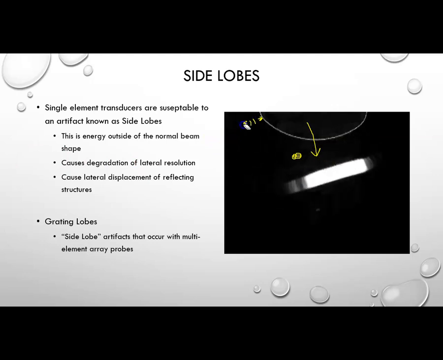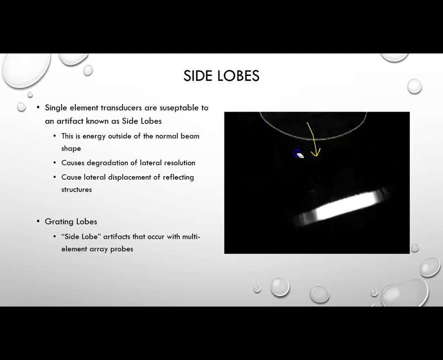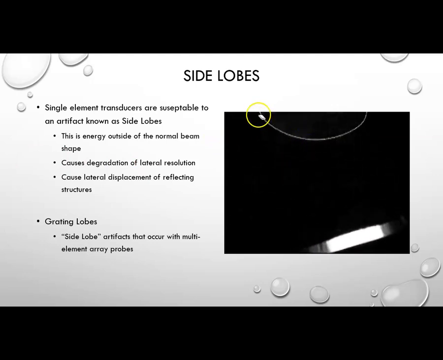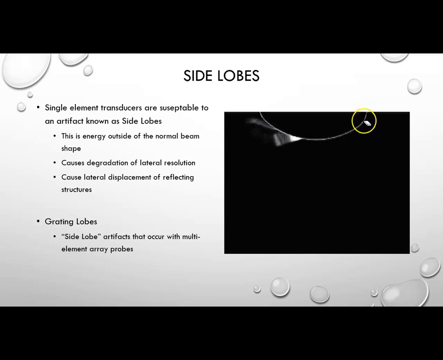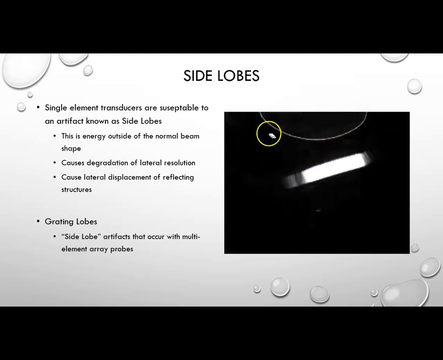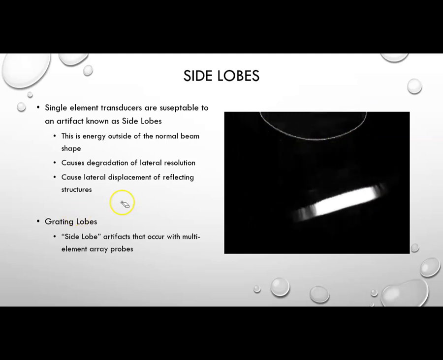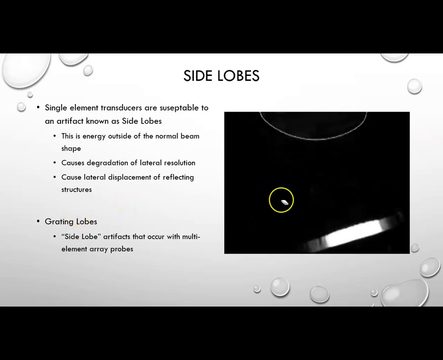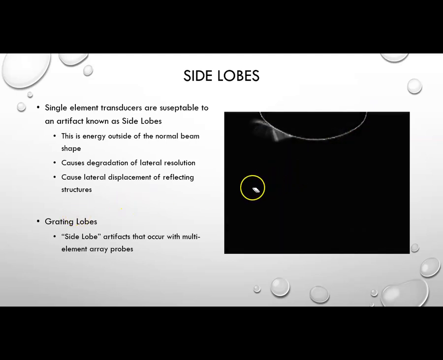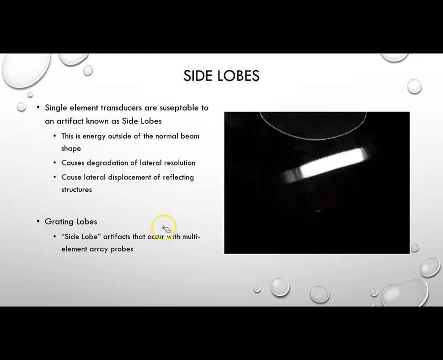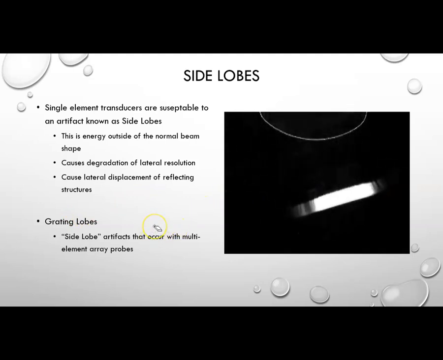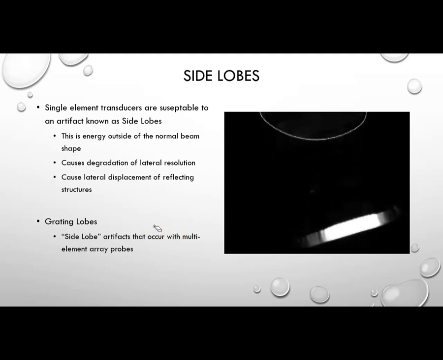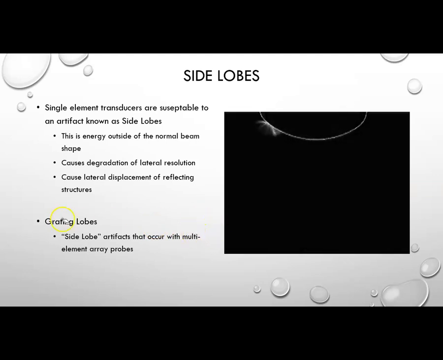So, but side lobe artifacts occur. And like I said, they are unique to single crystal moving transducers. So they do occur in our phased array transducers, and those they call grating lobes. Why not just call them side lobes? I don't know. Must have something to do with how they're made.